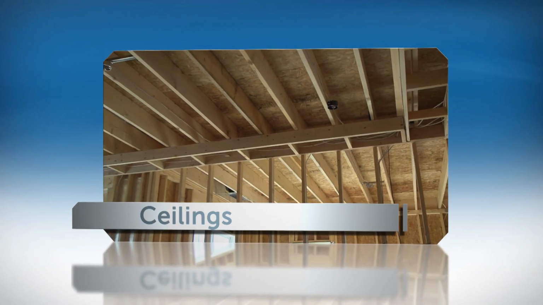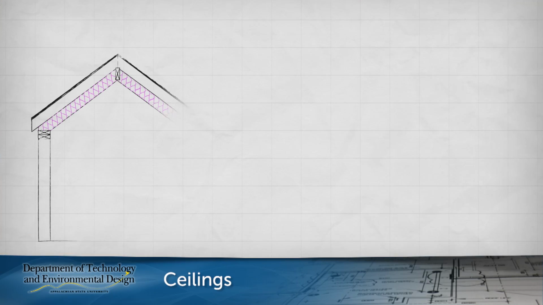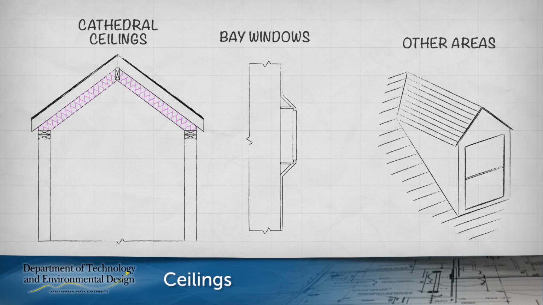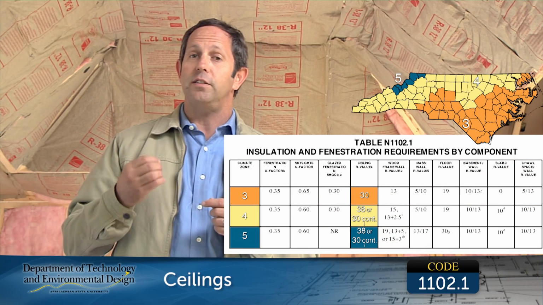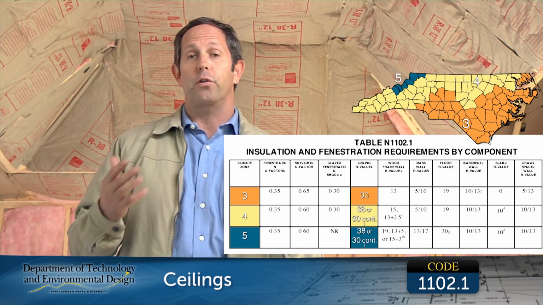Specific insulation requirements exist for ceilings with attic spaces and ceilings without attic spaces. The next change to the code is often misunderstood. It has to do with ceilings without attic space above them. Cathedral ceilings, bay windows, and other similar areas that do not allow sufficient space for the insulation required above them may meet the minimum requirement of R30. But this reduction in the requirement is limited to 500 square feet. Anything beyond that, meaning more than 500 square feet of ceiling without attic space above it, has to meet the required R value as listed in Table 1102.1 for your climate zone.